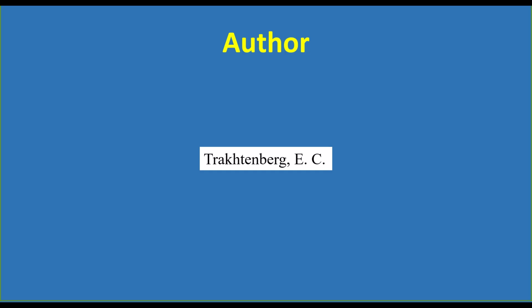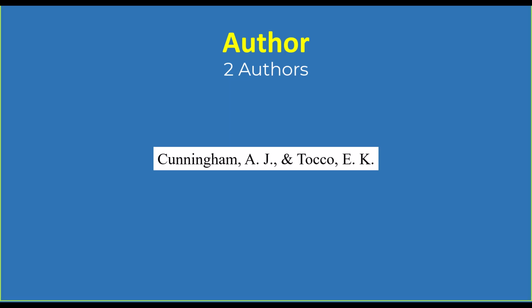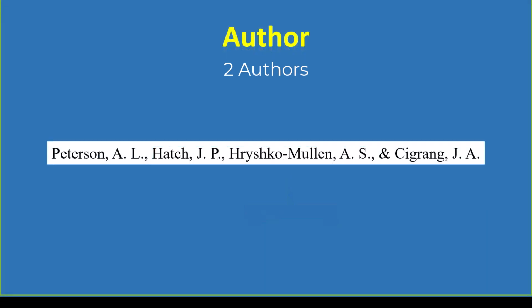List the author by last name, comma, and first and middle initials. If the work has 2 authors, list them both in the format just described, and separate them with a comma followed by an ampersand, the and symbol. For a work with 3 to 20 authors, list all authors by last name, comma, and initials, separating all names with commas. The very last name will be separated by an ampersand.